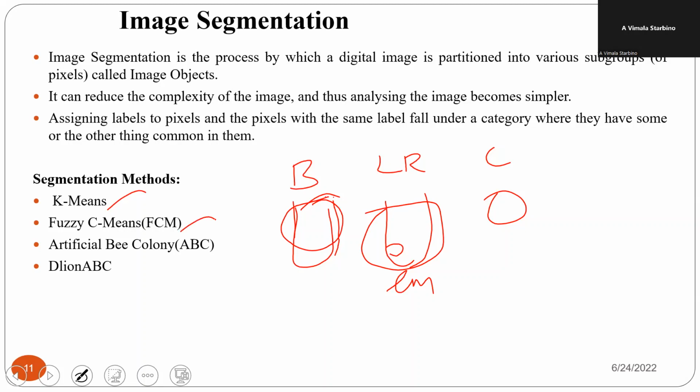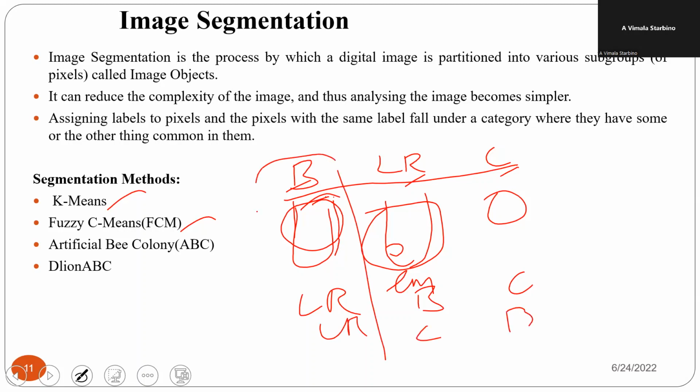Coming to fuzzy C-means, when I run it the first time, I get background, lung region, and cancer region. When I run it a second time, it gives the lung region, then background region, and the cancer region. When I run it a third time, it gives lung region, cancer region, and background. So decision making is very difficult when you use fuzzy C-means. That will also affect detecting the cancer nodules accurately.